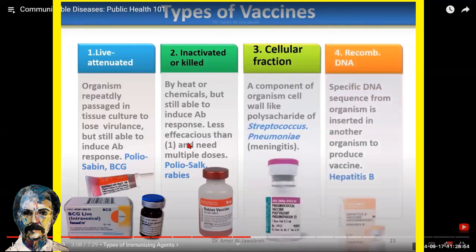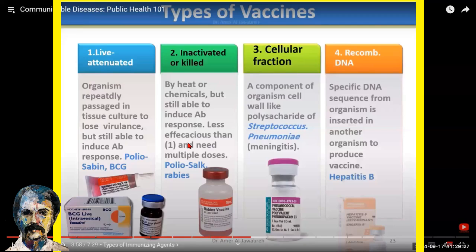Then finally, we have the recombinant DNA. An example is the hepatitis B vaccine. They take a sequence of that virus, or they synthesize a sequence, and they put it inside a bacterium like Escherichia coli, in recombination. This sequence gets inside the genome of the bacteria, and through multiplication it will multiply into millions. And then they isolate it and make a vaccine out of it.